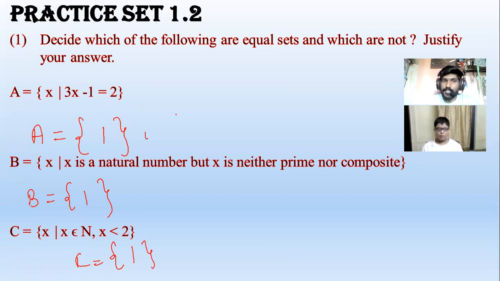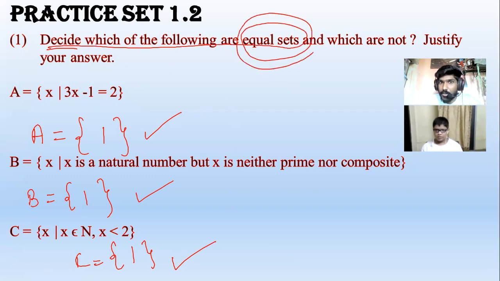Now you can see this is set A, this is set B, this is set C. Read this question. What does the question say? Decide which of the following sets are equal. When are two sets said to be equal? When they have the same elements. So which of A, B, C are equal? All are equal. So A is equal to B and B is equal to C. So, all three are equal.